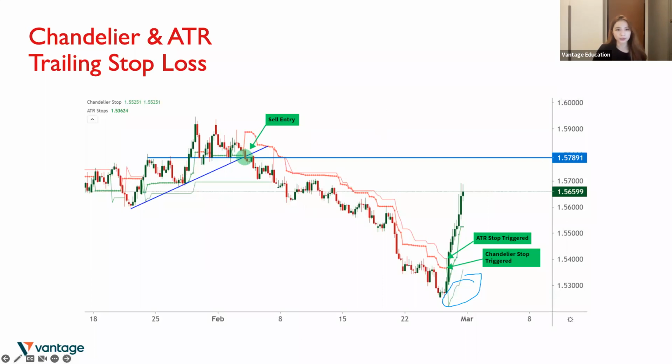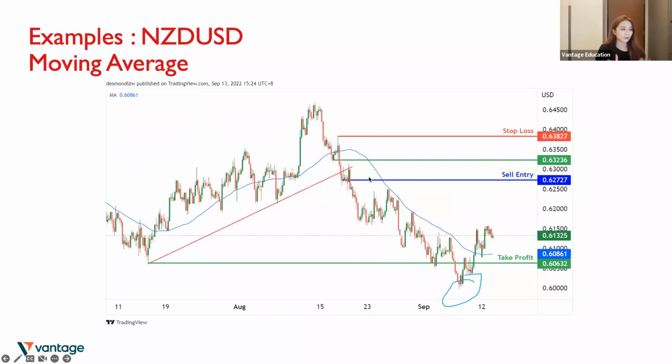Moving on. We have a graphical example for your Kiwi dollar. This is a moving average one. We can see that we have decided on a sale entry over here. Our take profit is over here, connecting to the previous low. We can see that price has been going under the moving average for the entire time.